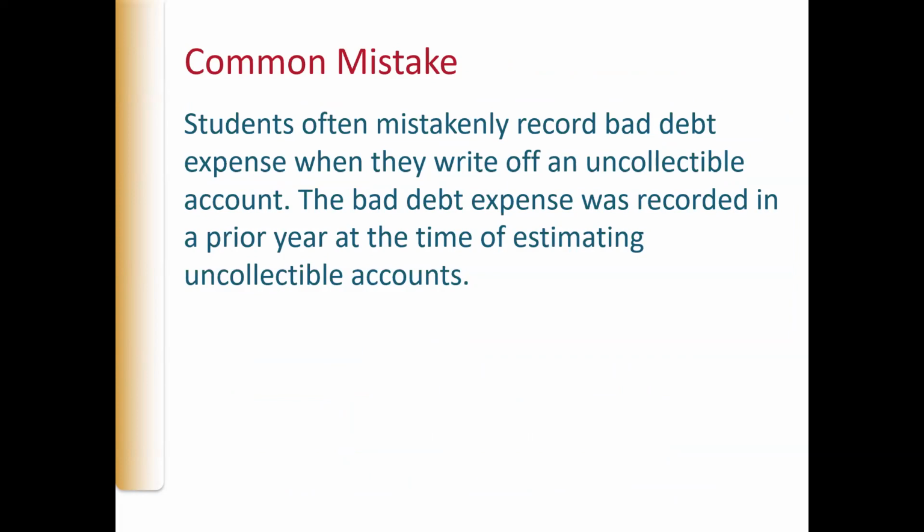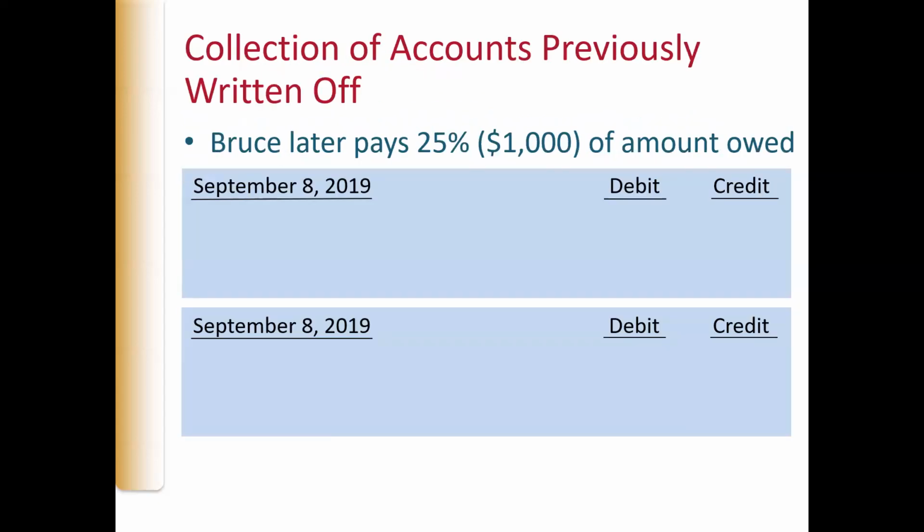Students often make the mistake of recording bad debt expense when they write off an uncollectible account. No, the bad debt expense was recorded in the previous year at the time when we estimated our uncollectible accounts.